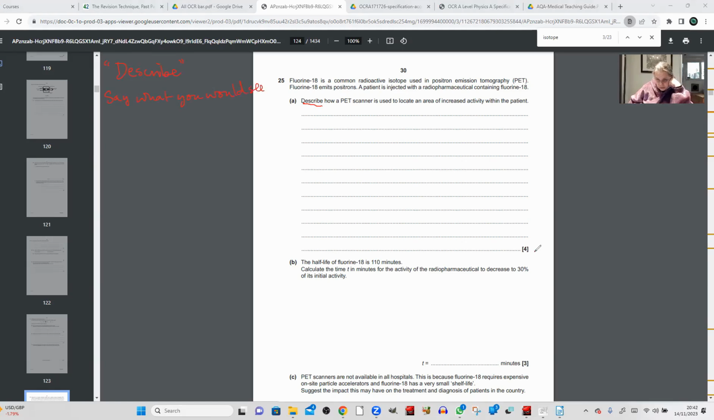And we need to say at least 4 separate things, and one of the best ways of scaffolding, arranging your answer for describe questions is to do them in chronological order. I hope you know what that means. So chronological means in the order in which they occurred. Chronos is time, so in time order, basically. So how does a PET scanner work?